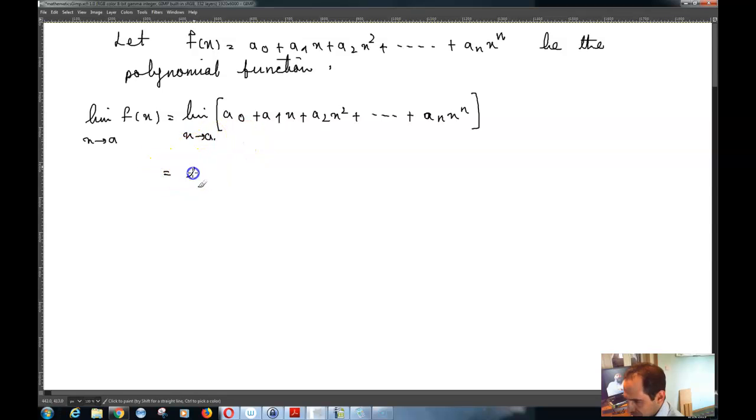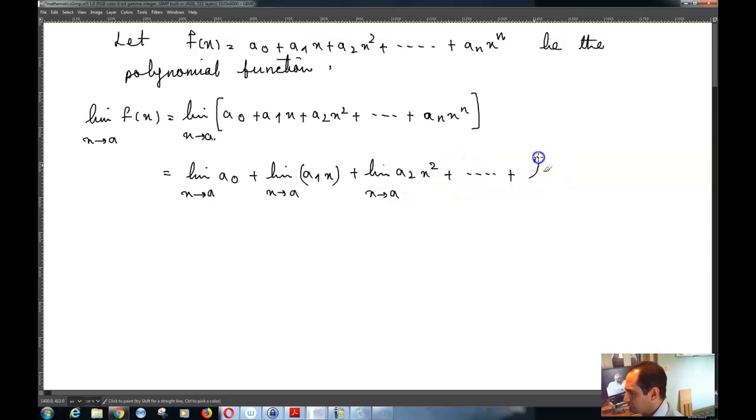So I can write this as the limit of a of 0 as x tends to a plus the limit of, for example, a of 1 times x as x tends to a plus the limit of a of 2 x squared as x tends to a plus all the way up to the limit of a of n x raised to the power n as x tends to a.